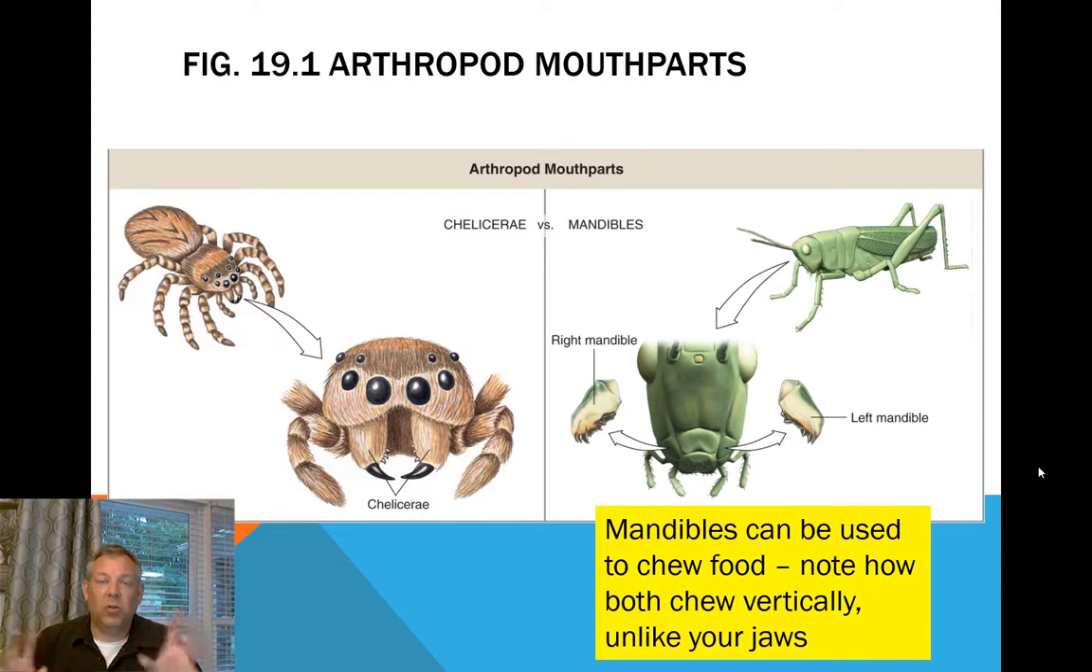We have 2 basic types of mouth parts: chelicerae and mandibles. You can see examples of these here. Now, one thing that's interesting about this phylum that sets it apart from others is that their mouth parts chew vertically, right? Which is the exact opposite. Your mouth parts chew horizontally; these chew vertically, and you can see how that works in both of these types of mouth parts. But the chelicerae are what spiders and arachnids have, and the rest of them have these mandibles.